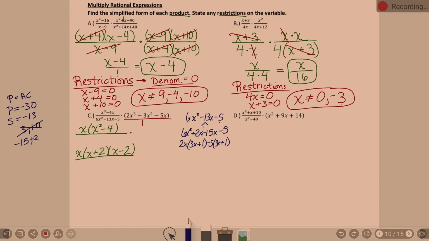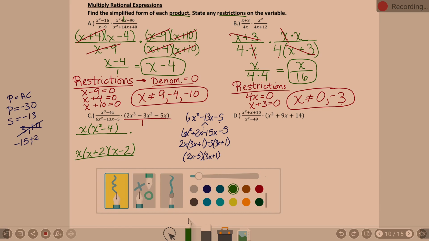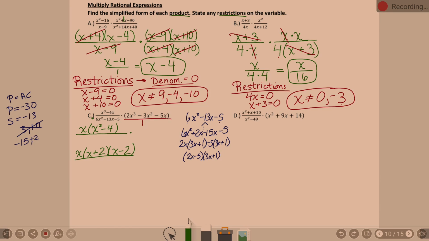Okay. This is good news when those parentheses match, right? So, one parentheses is the GCFs of 2x minus 5. The other parentheses, the matching 3x plus 1. Okay. Where am I going to put that? Okay. That was factoring this right here, wasn't it? So it's in the left denominator. So 2x minus 5, 3x plus 1.